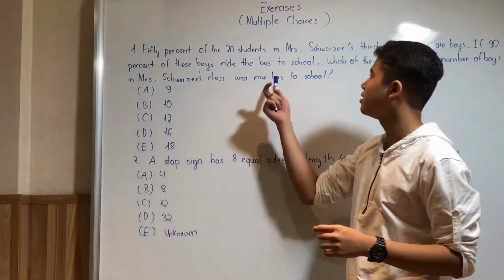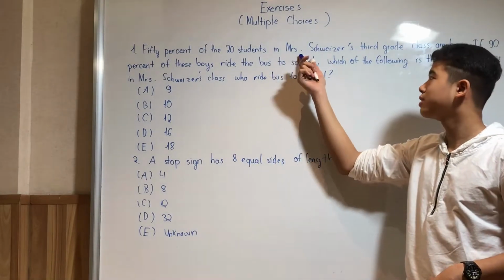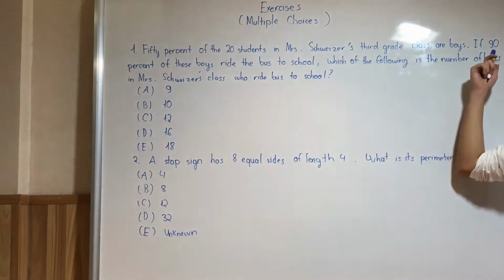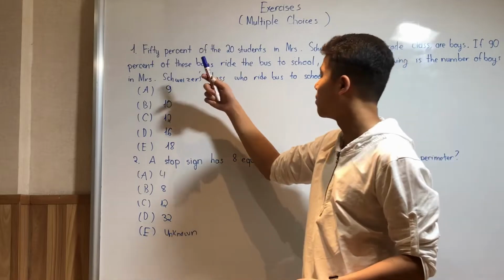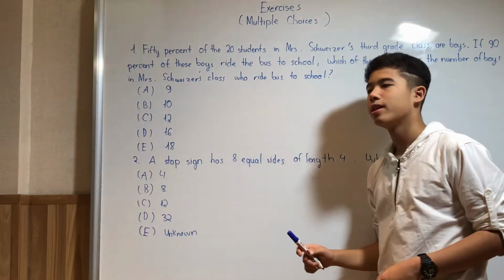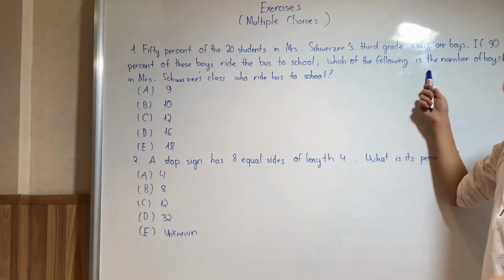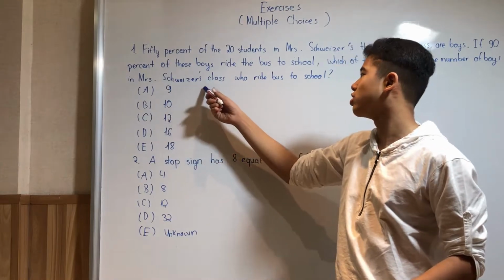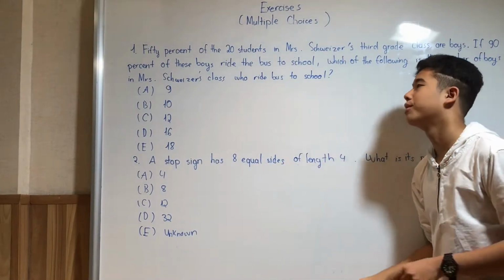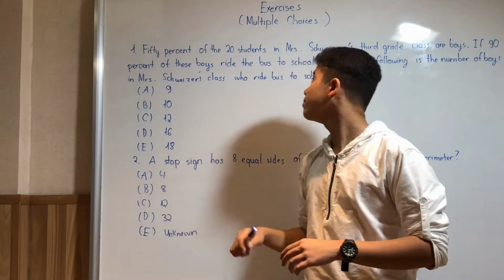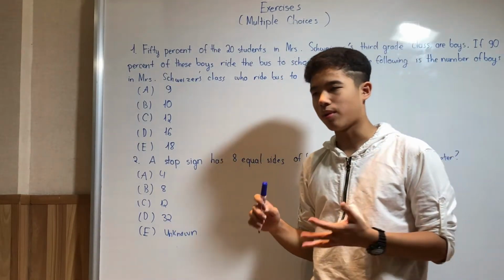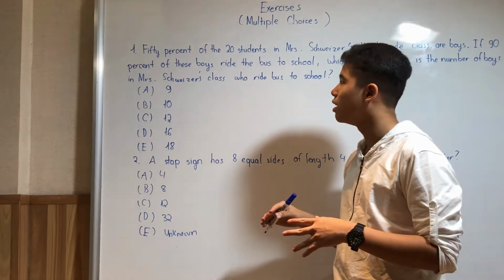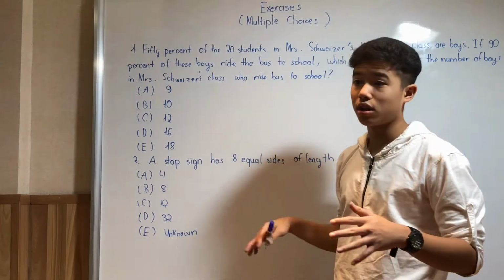50% of the 20 students in Mr. Schweizer's third grade class are boys. If 90% of these boys ride the bus to school, which of the following is the number of boys in Mr. Schweizer's class who ride the bus to school? In Mr. Schweizer's class, there are 20 students, and 50% of the students are boys, and the others are girls.